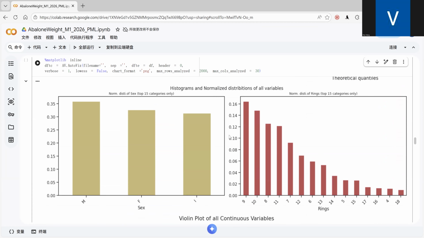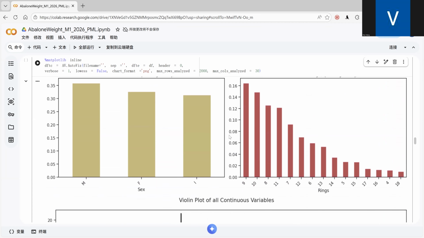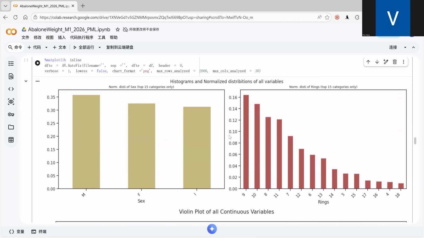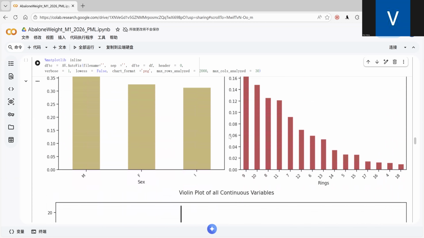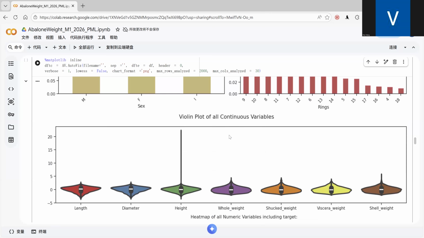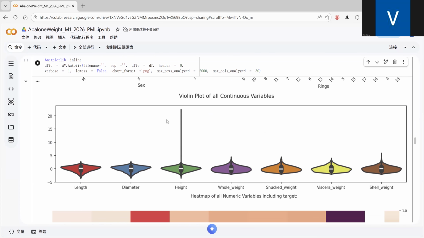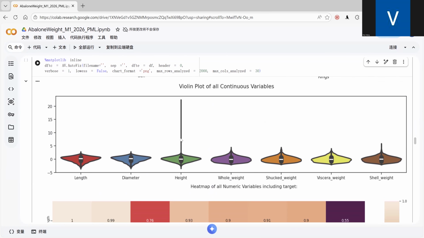Normalized distributions of sex and rings. Sex is fairly balanced. Rings peaks around 8 to 11 with long tails. Older age is rare, suggesting CV stratification. And here is a violin plot. It visualizes central mass and tails. Height has a long upper tail. Weight is right skewed. Length and diameter are tighter. Consistent with the histogram and box plot.